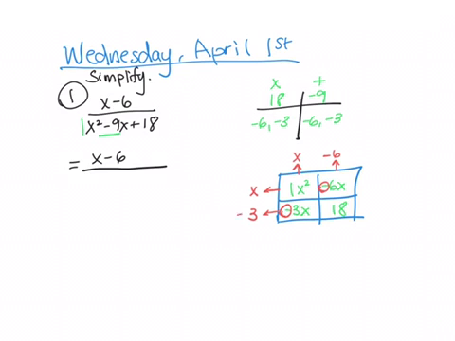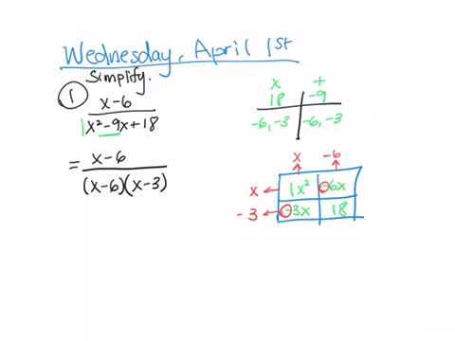So we can move back over to the original problem, and we can say that the denominator factors to be what we have across the top of the boxes, so x minus 6, and then what we have down the side, x minus 3.